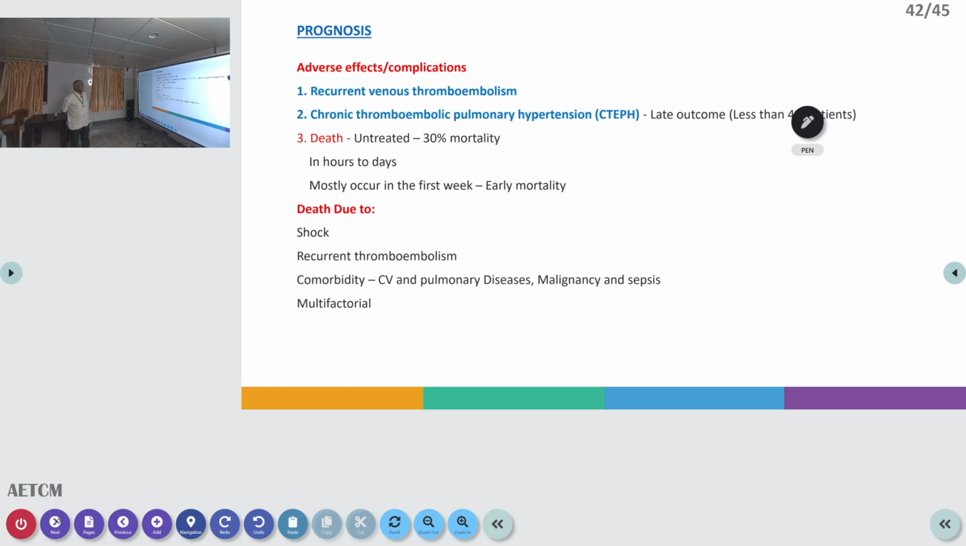The prognosis, adverse effects and complications: one is recurrent venous thromboembolism, and then the patient may go on to chronic thromboembolic pulmonary hypertension. This is a late outcome. And then death. If untreated, there is 30% mortality in hours to days. The death may be because of shock, recurrent thromboembolism, or associated comorbidities.